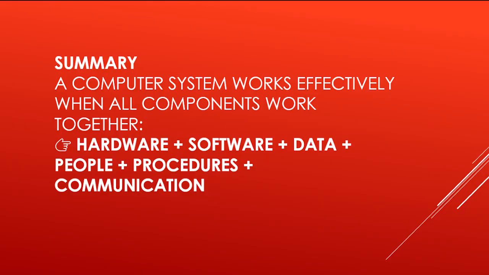So in summary of this class, a computer system works effectively when all components work together. Like what? When there is the hardware, there is the software, there is the data, there are the people who control it, there are procedures, which are the rules, and then communication, that's sharing of files without direct connections.